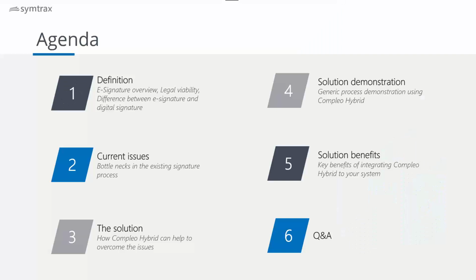So I will just start with the agenda. To start with, I will just give an overview about e-signature. Then I will move on to the bottlenecks that are there in the existing signature process. And then I will explain more about our solution offering, that is Combio Hybrid, and I will explain how Combio Hybrid can help to overcome the bottlenecks. Then we will move on to the solution demonstration, where we will be showing a demonstration on how to automate a manual process. And then I will explain more about the solution, and I will highlight the key benefits of integrating Combio Hybrid to your system. Then I will speak a bit about Simtrax, and finally we'll move on to the Q&A session.